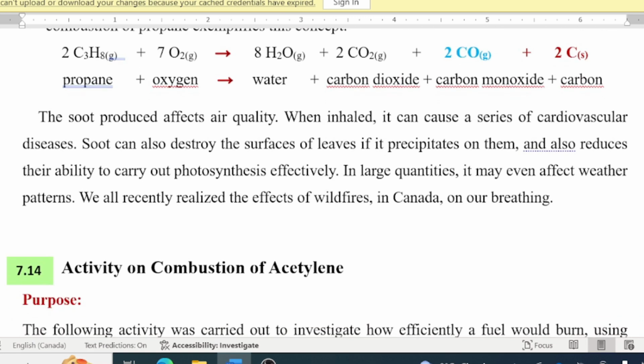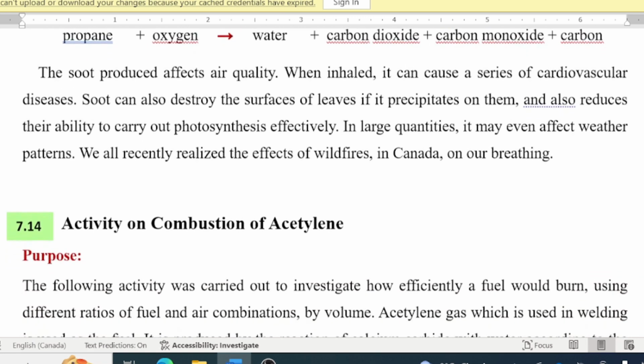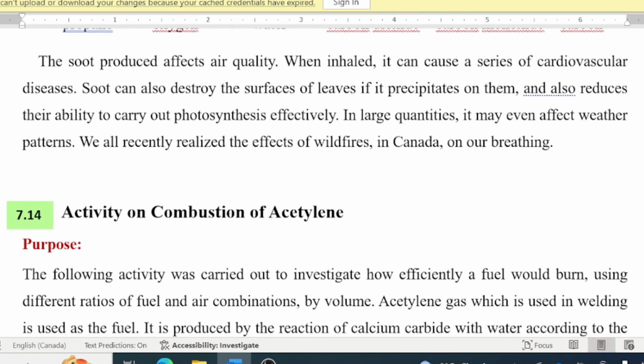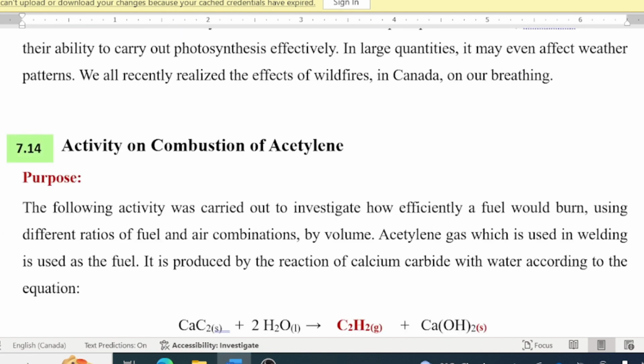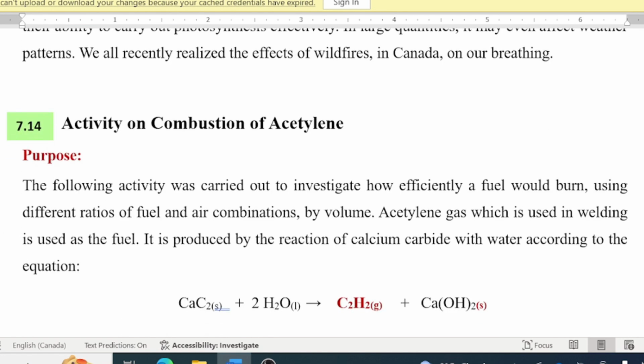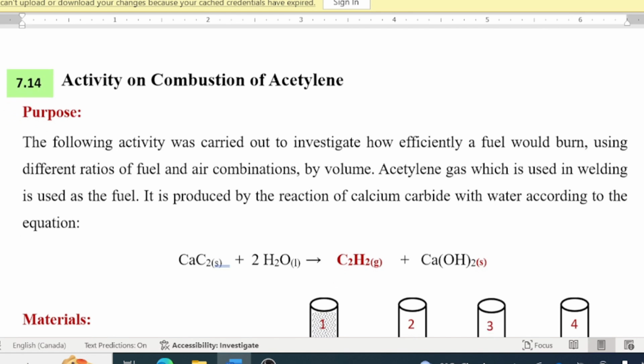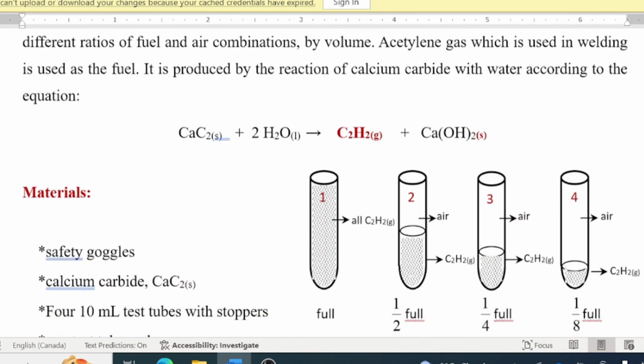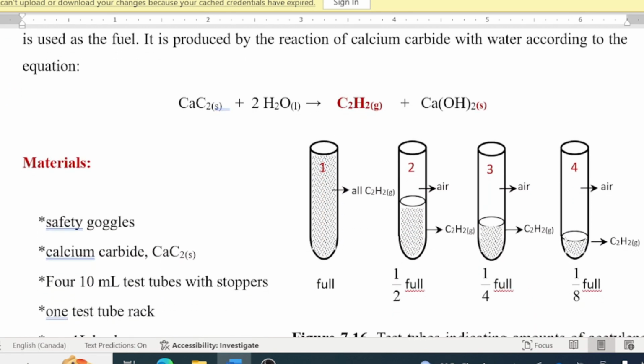So the next thing we'll do here is an activity in which acetylene gas is being burnt using different fuel-air combinations to see in which case acetylene is burnt more efficiently. Acetylene is produced by the reaction between water and calcium carbide. Here is calcium carbide reacting with water to give you acetylene gas, or what is called ethyne, and some calcium hydroxide here.